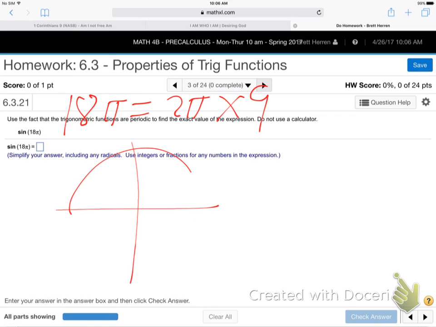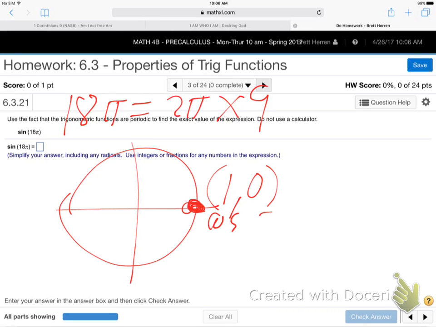So when you're done with your 9 full rotations, you end up right here, where you started. What are the coordinates of that point? Over 1, up 0. Remember, cosine is x, sine is y. We want sine. 0, we're done.